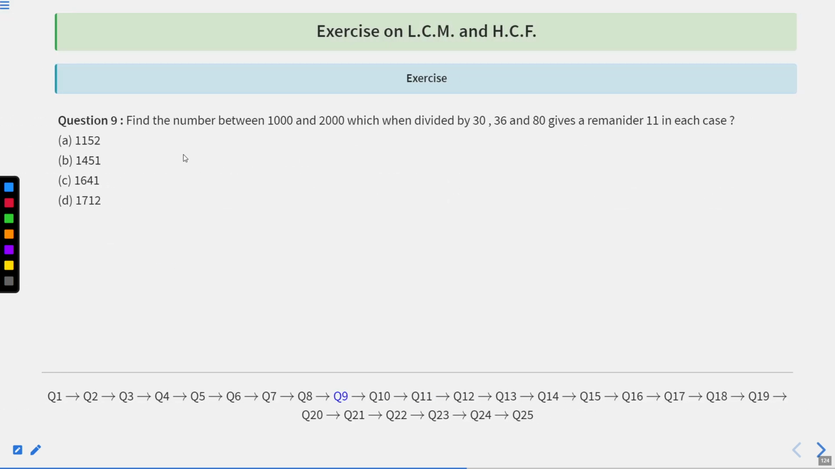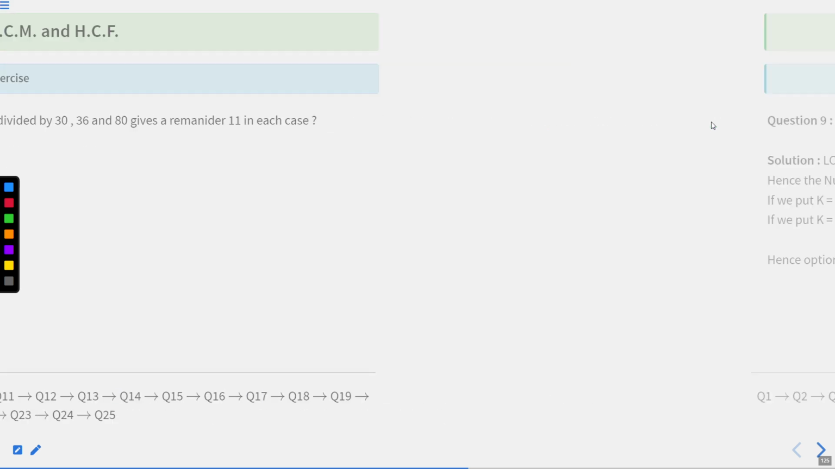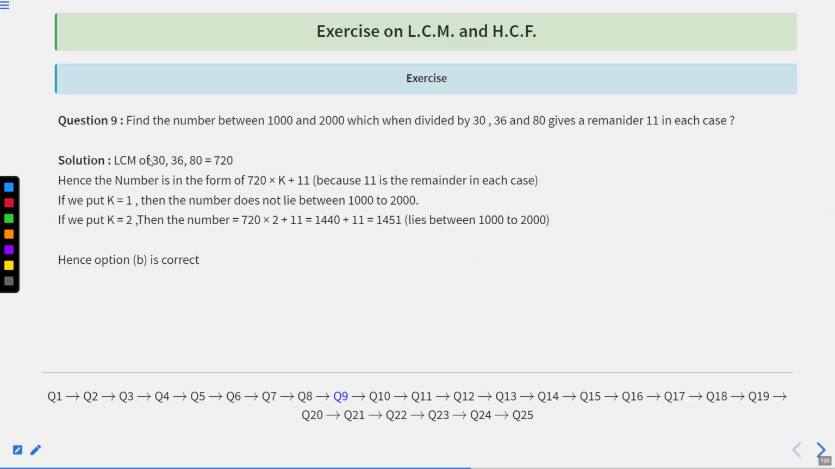Question number 9. Find the number between 1000 and 2000 which, when divided by 30, 36 and 80, gives a remainder 11 in each case. Solution. So the LCM of 30, 36 and 80 is equal to 720. Hence the number is of the form 720k plus 11 because 11 is the remainder in each case.